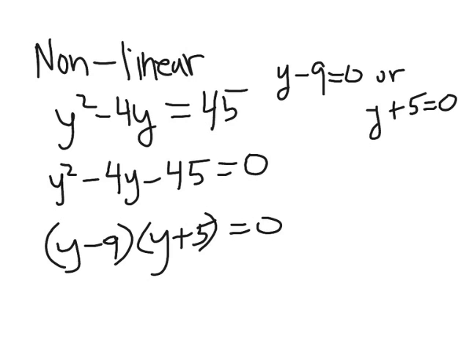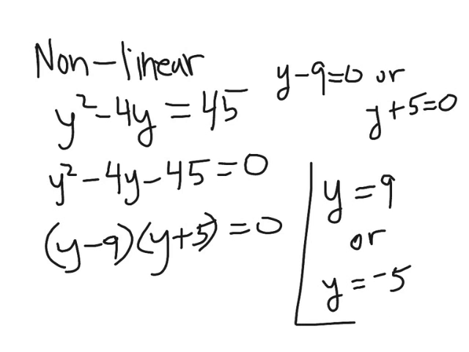That's the only possible way you can multiply two things together and get an answer of 0. One of them has to be 0, or the other one has to be 0. So notice what we've done. We've taken our nonlinear equation, factored it, and we've turned it into two linear equations. We solve each of the linear equations: y equals 9, or y equals negative 5. So, notice we end up with two answers.